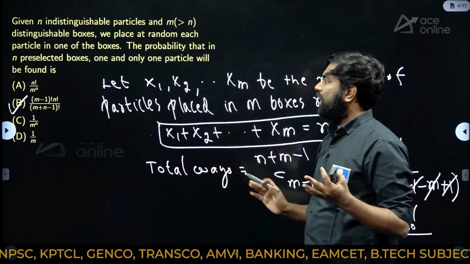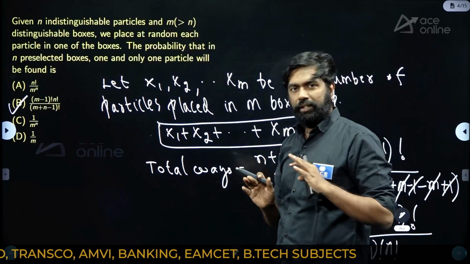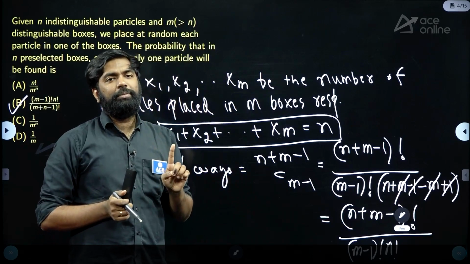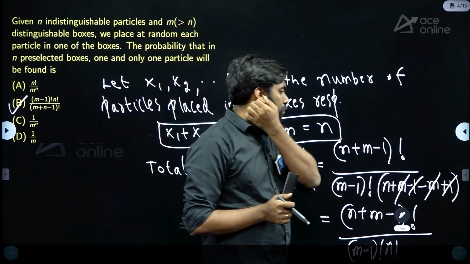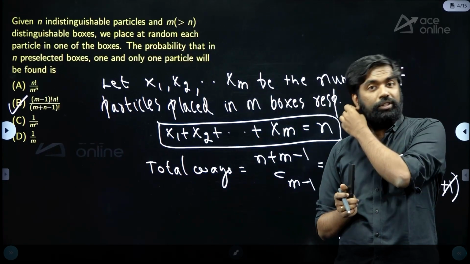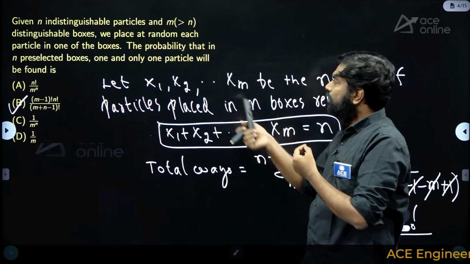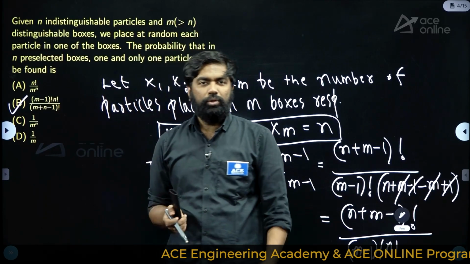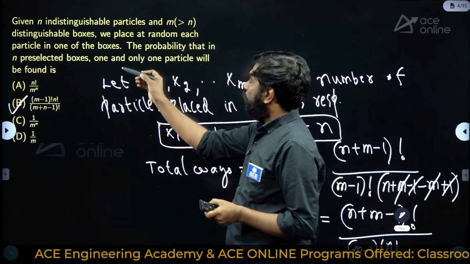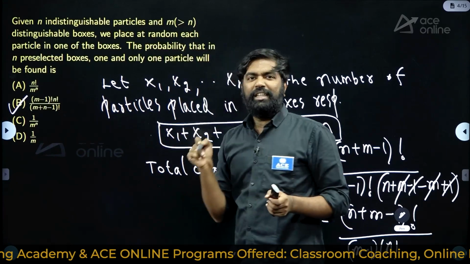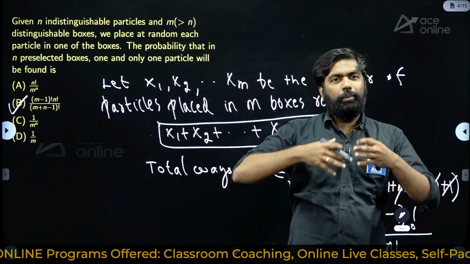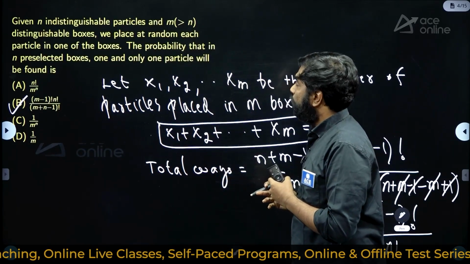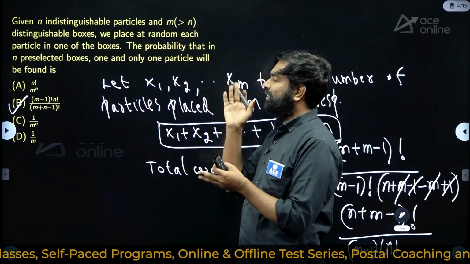So already those n boxes are pre-selected, it seems. Now already the boxes are selected. So in those n boxes, exactly one object must be there in each of the boxes. So you can do that in only one way, students. Boxes are already selected, n boxes. See, the probability that in n pre-selected boxes, one and only one particle will be found. So here the question should have been given this way: one and only one particle in each box. If they would have said that, it would be an even more elegant way of understanding it. So it should have been given as one and only one particle in each box be found as dash.